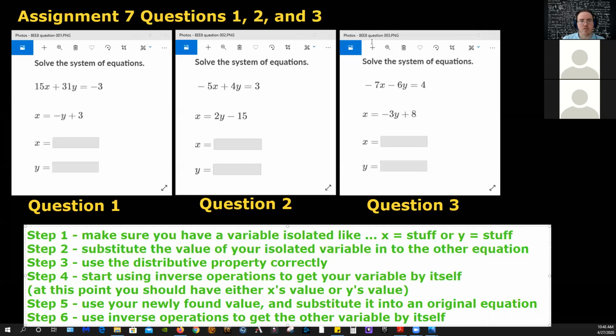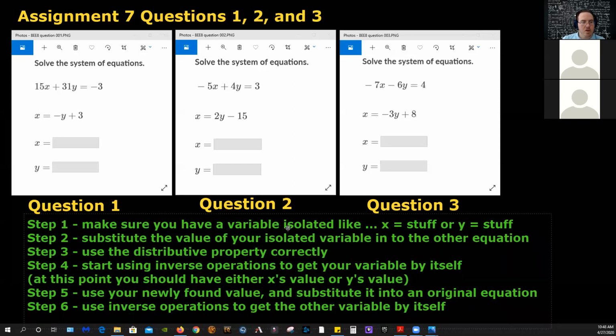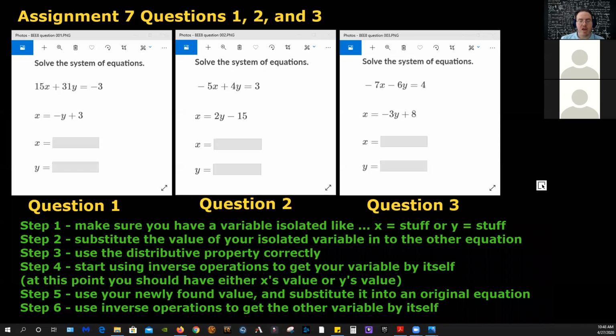So then you use your inverse operation. You use your inverse operations again to get the other variable by itself. Okay, so that sort of concludes the end of today's lesson. We did some practice problems on how to use the substitution method to answer systems of equations.